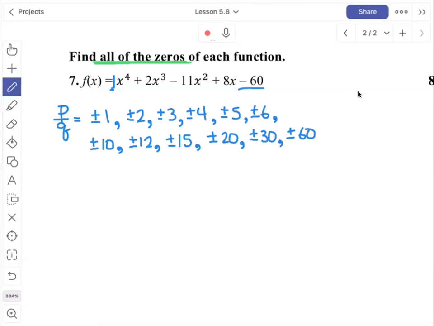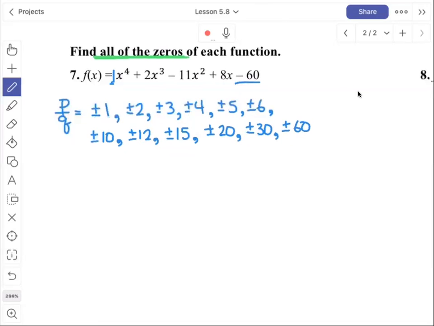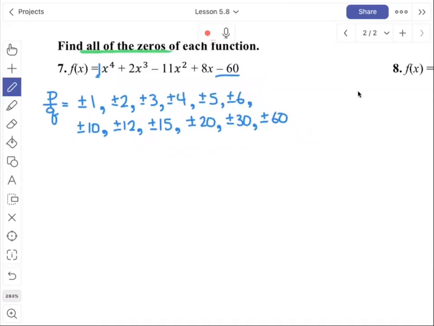Okay, now we kind of got to guess and check. So let me see. Pick a number from that list. Let's just try it. 6. All right, let's try 6. Let's see if we get lucky. All right, so 6. Let's try it. And I got 1, 2, negative 11, 8, negative 60.